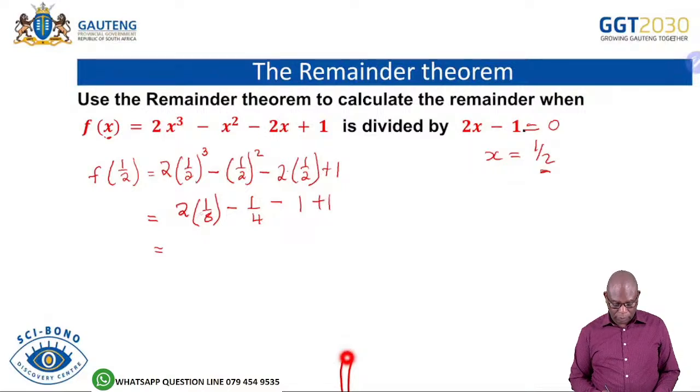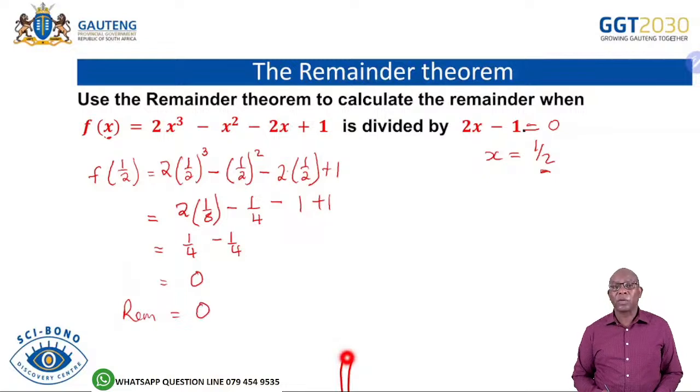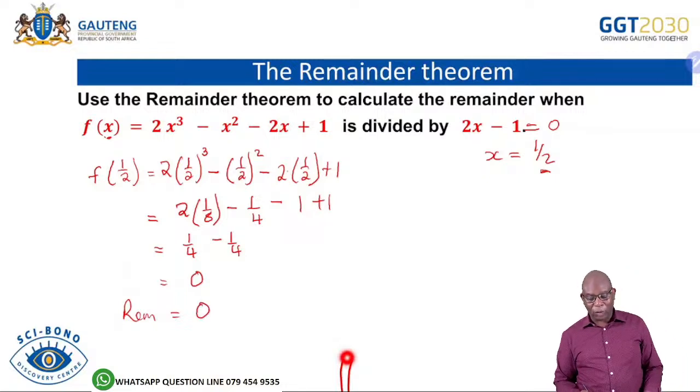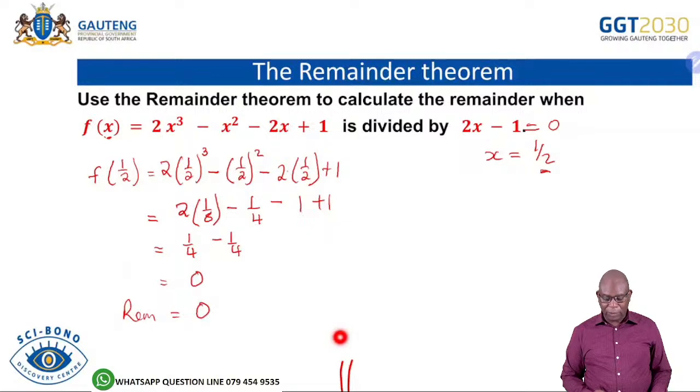2 multiplied by 1 over 8 will give us 1 over 4, minus 1 over 4. 1 minus 1 plus 1 is 0, and 1 over 4 minus 1 over 4 is 0. So our remainder will be equal to 0. So the remainder is 0 there. We're going to talk about what it means if the remainder is 0. We're going to be looking at that also. Here's an interesting question.